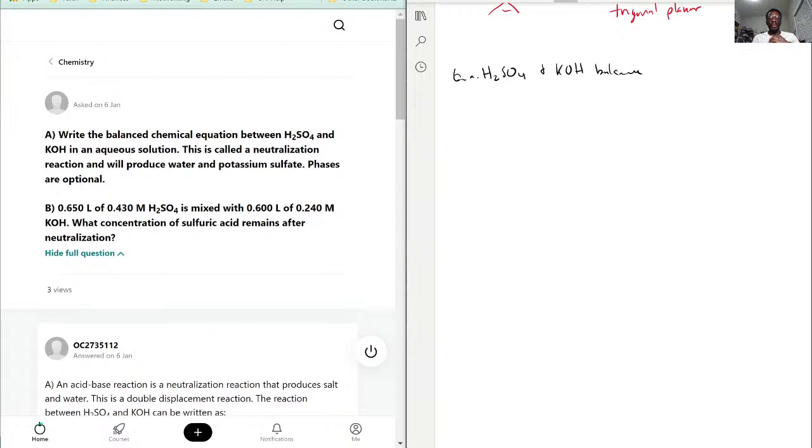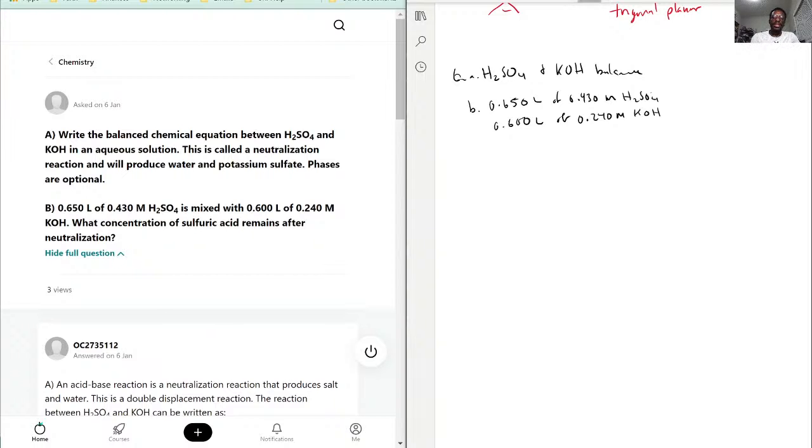So in a sense, what's happening is that a base is being added to an acid to neutralize it, okay? And then B, we're now dealing with limiting reagents and seeing what happens when this is mixed together and how much is left of each one, okay? So it gives us quantities. That's 0.650 liters of 0.430 molarity H2SO4, which is sulfuric acid, and KOH is potassium hydroxide, okay? So with that being said, we have 0.600 liters of 0.240 molarity potassium hydroxide, okay?